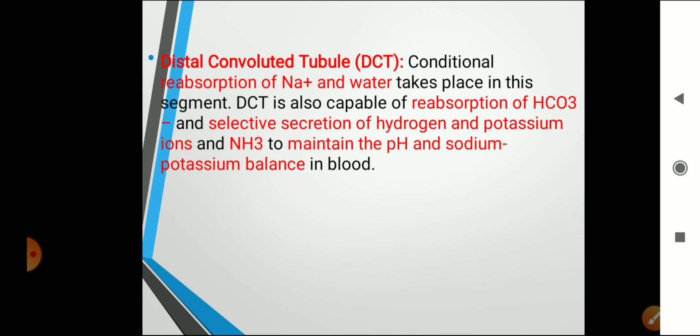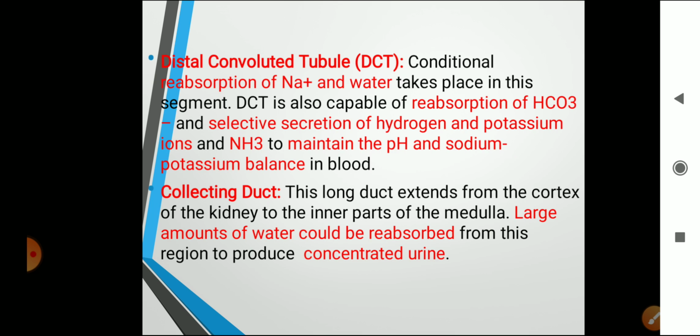The distal convoluted tubule helps in the conditional absorption of sodium ions and water. It is also capable of reabsorption of HCO3 minus, that is bicarbonate ions, and selective secretion of hydrogen and potassium ions and NH3, that is ammonia, to maintain the pH and sodium potassium balance in the body. So DCT helps in maintaining the pH as well as the sodium potassium balance in the blood.